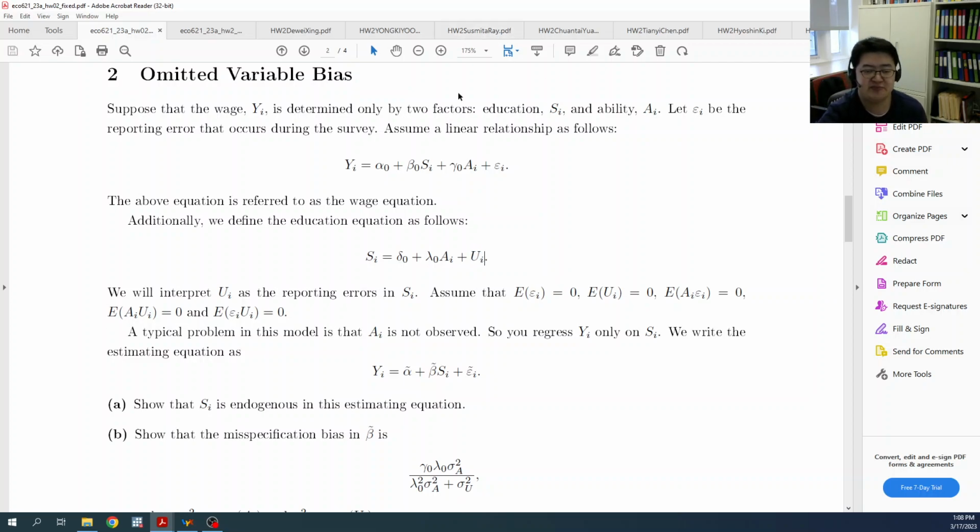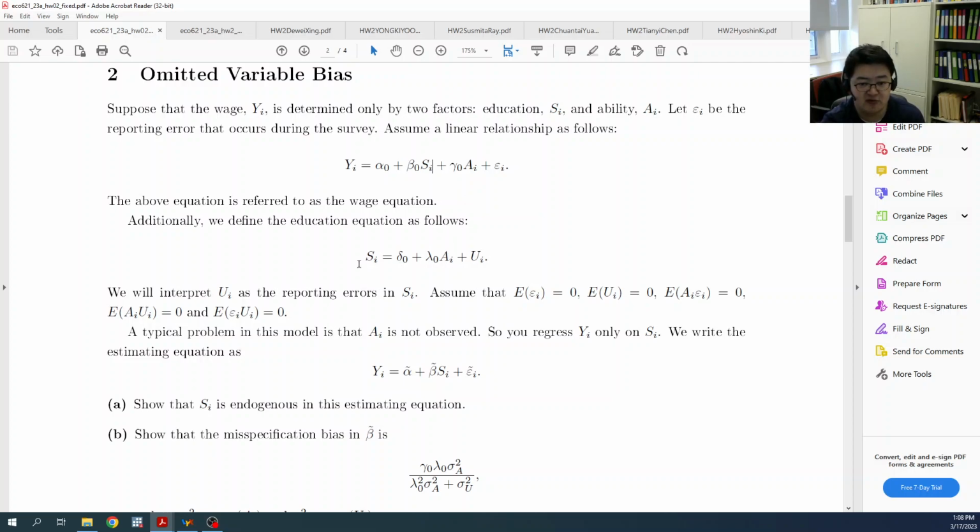Because intuitively speaking, remember, beta 0 is the ceteris paribus effect of S on Y. So that means if you can fix the ability and if you can increase education by 1 unit, then Y will be affected by beta 0. Its change in Y will be beta 0, right? So the key point is fixing A and changing S. That's the source of identification for beta 0.